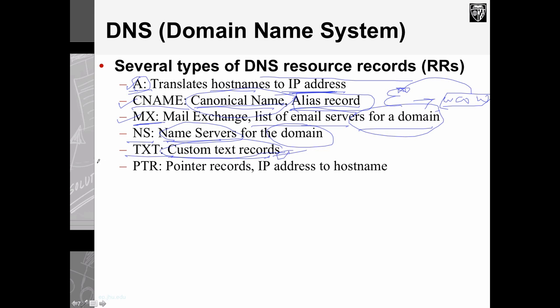TXT record. It's not very widely used, so you most likely won't see this in practice. The PTR records are the opposite of A records. They translate the IP address to host name. So if somebody says, I have this IP address, I just need to know the host name that corresponds to that IP address, you have to define the PTR records, and then the client will get the reverse translation in this case.